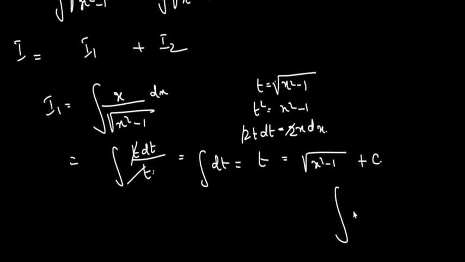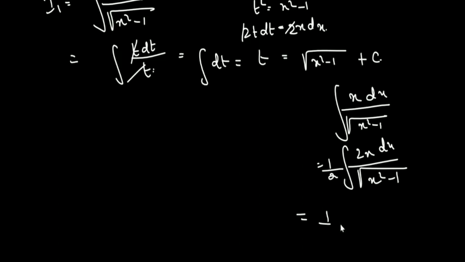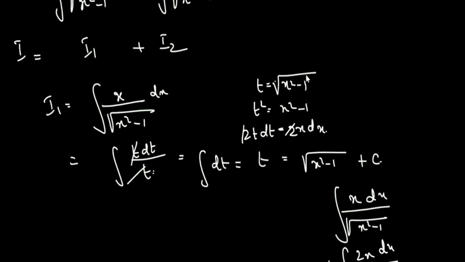This sum you can straight away do. x dx by root of x square minus 1. The differentiation of x square is 2x, so 2 is not there, so multiply and divide by 2. We get 1 by 2 times the integral of 2x dx by root of x square minus 1. As I told you, if the derivative is there in the numerator, the final answer will be 2 times the denominator's root. That's the same answer we got here using the substitution method. So we got I1 as this.